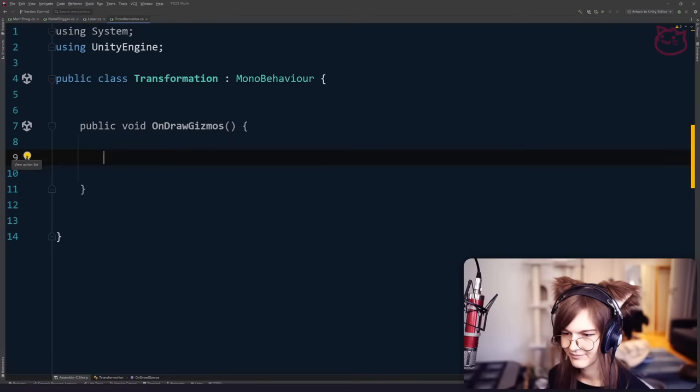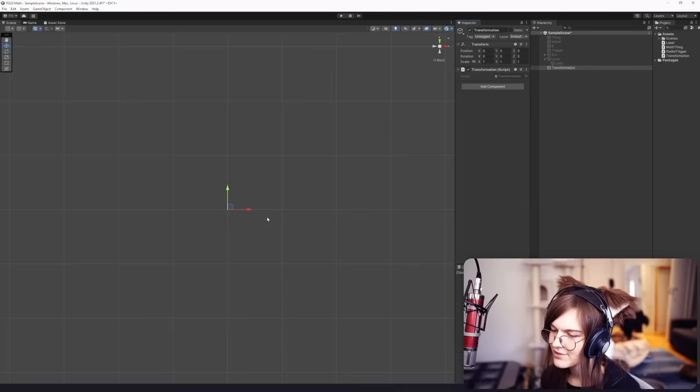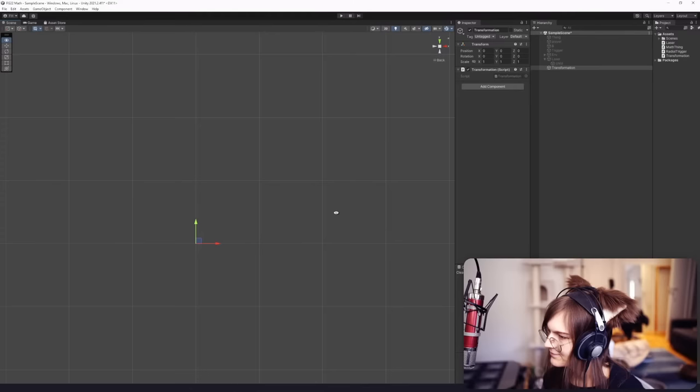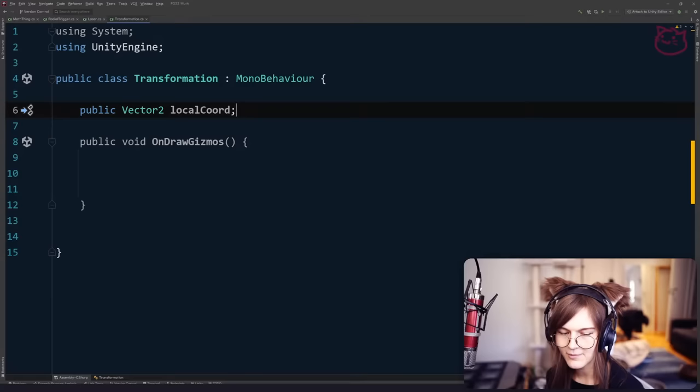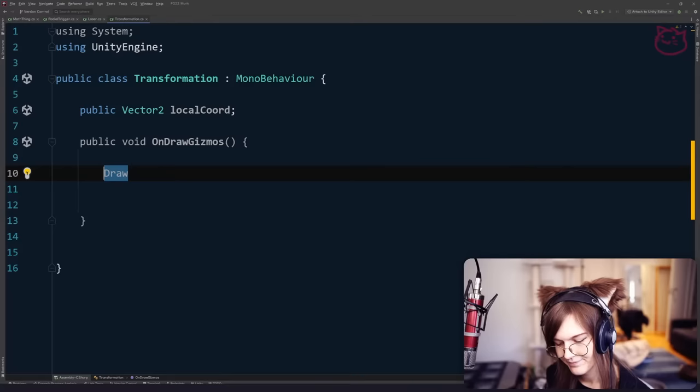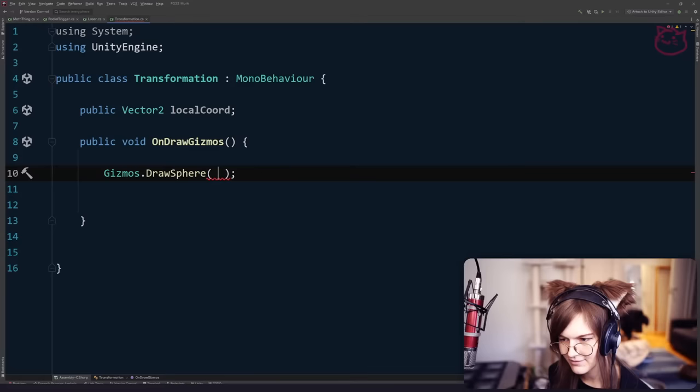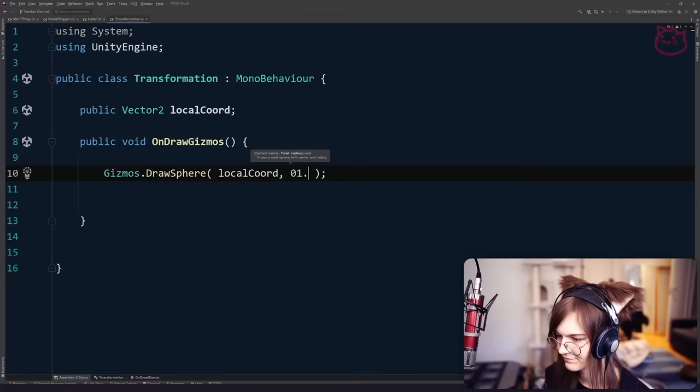All right. So now we want to transform something from local space to world space. First off, we need some sort of local space coordinate. So we're going to make a local coordinate, just an inspector variable that we can tweak. And then we can draw Gizmos.DrawSphere. We can draw that at our local coordinate here. But this is going to draw in world space. So now we're interpreting the local coordinate in world space.